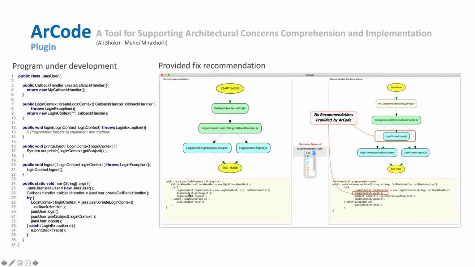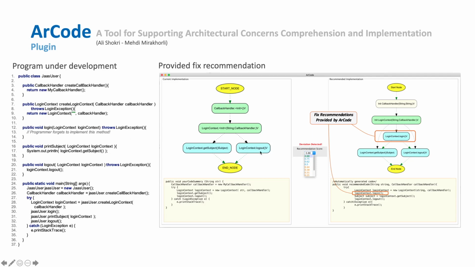So let's take a look at an example. In this code snippet, the programmer intends to implement an architectural tactic, a security tactic basically, authentication. And the programmer uses the Jazz framework to do so. So I'm not going to go into detail about what's happening in this code snippet, but the programmer is supposed to call the login method of this object, login context, in this method, but mistakenly forgot to do so.